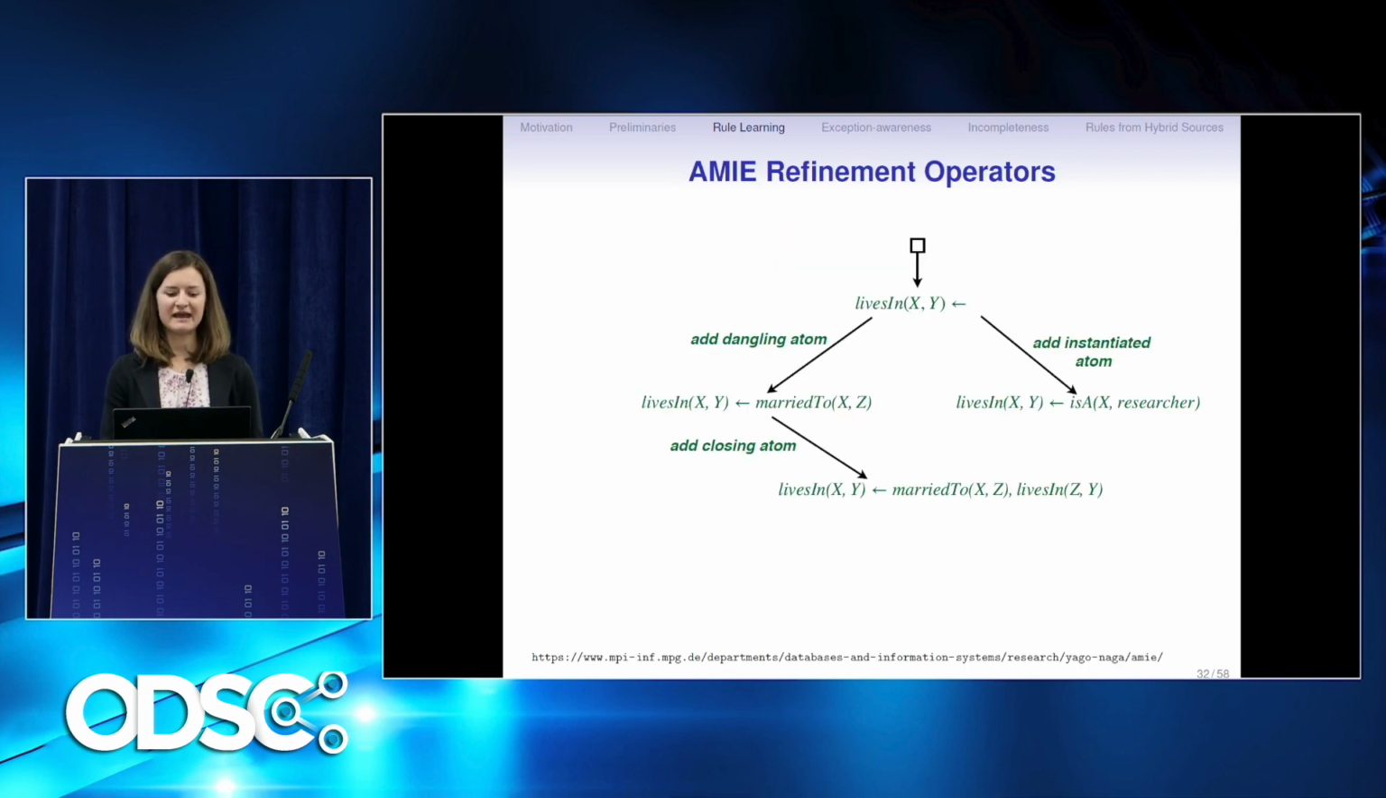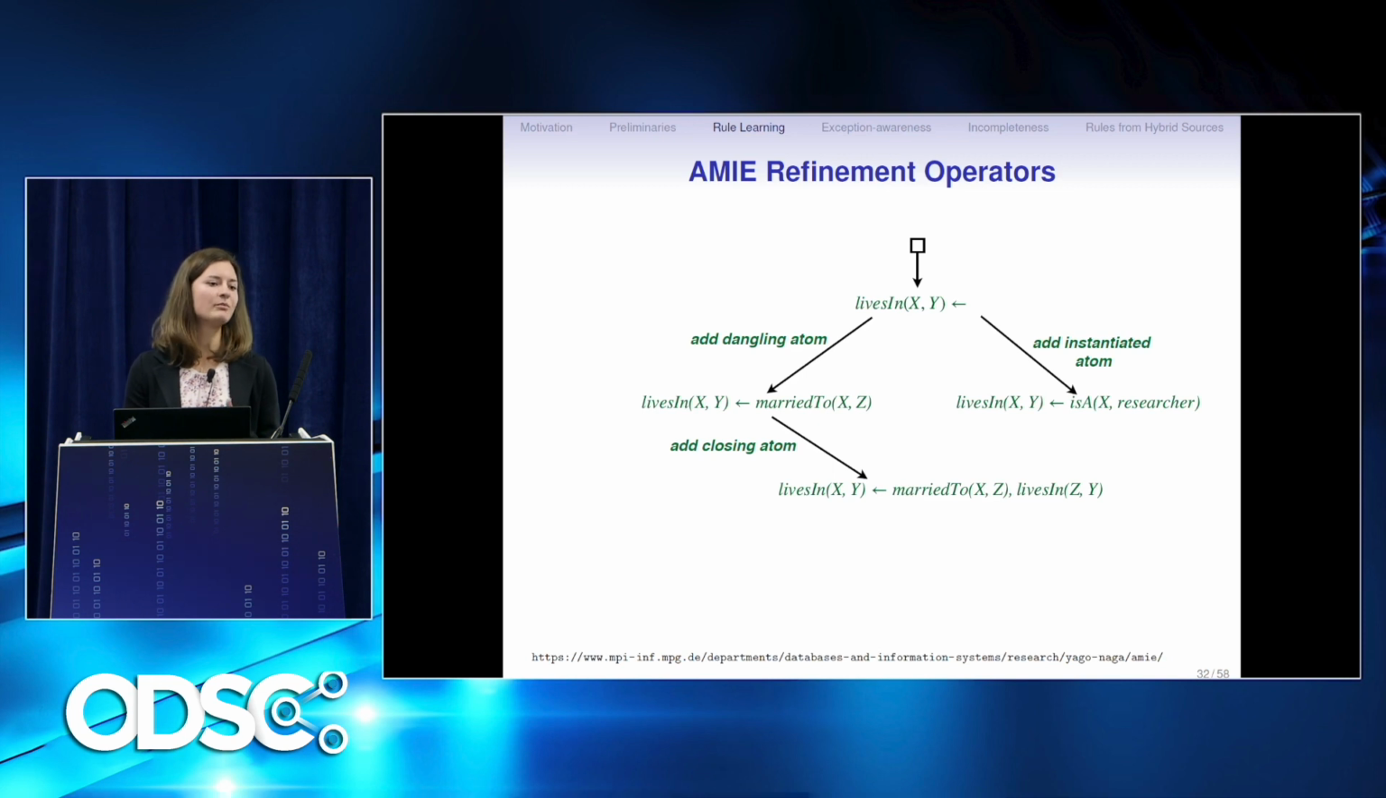Now, this AMI system, the link is provided on the slide for the system itself. It could mine rules from knowledge graphs by exploiting 3 refinement operators. These are the ones that we've seen before already from the 90s, but more restricted ones that target more suitable rules for the specific data. So here we will add a certain dangling atom, add a closing atom, and add an instantiated atom.